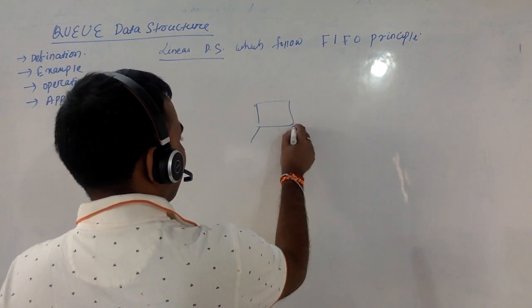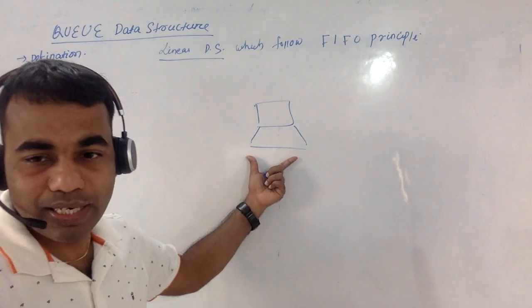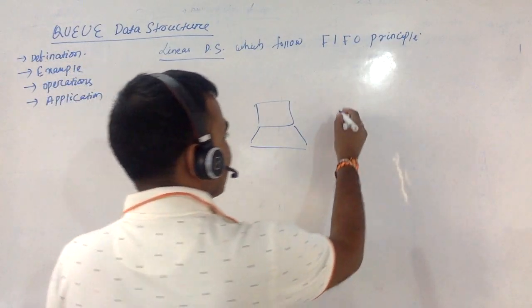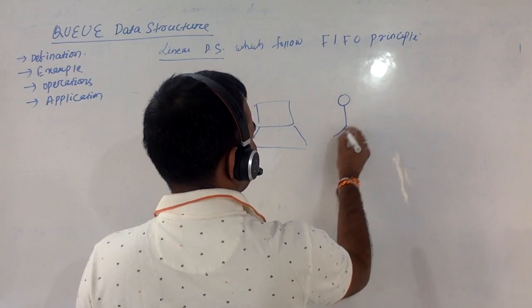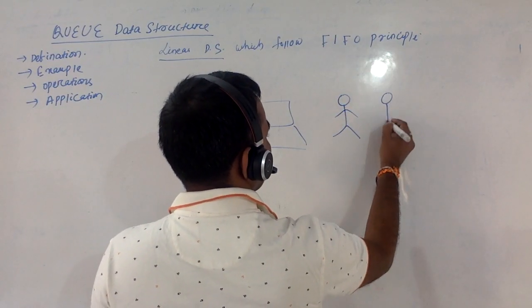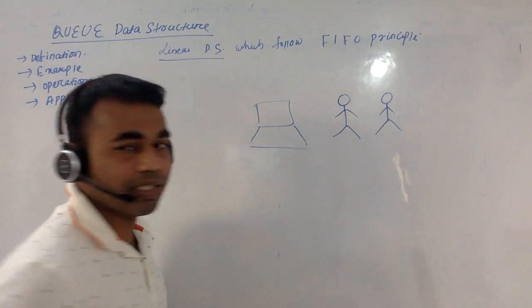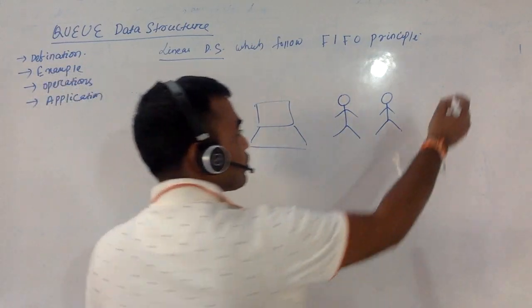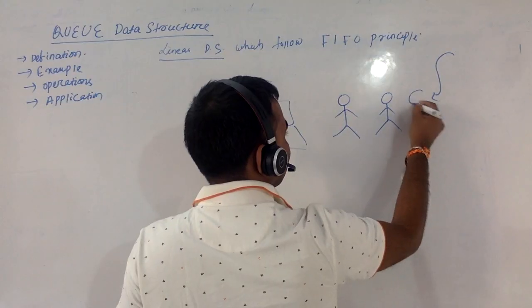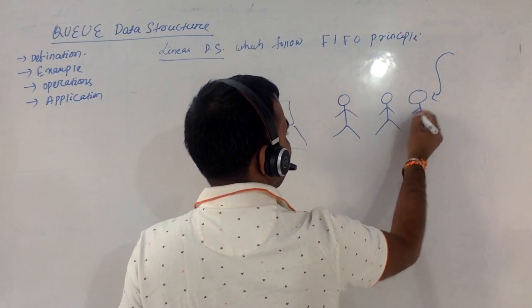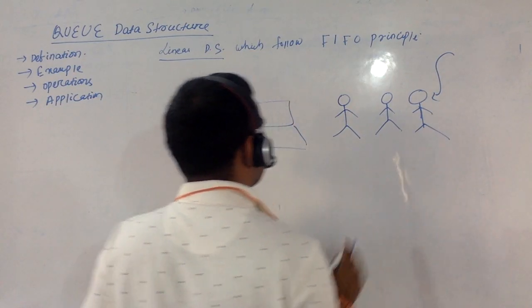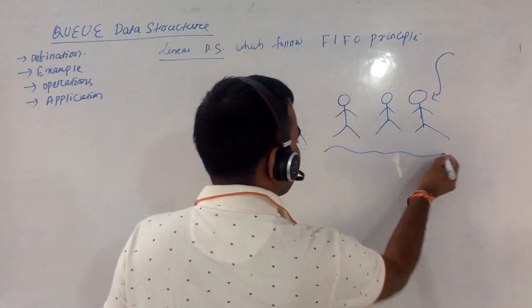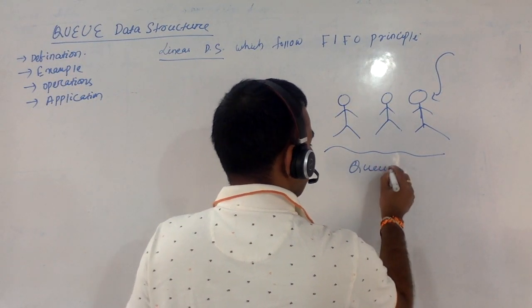Suppose this is my ticket counter. People are standing here, right? Whenever the next person comes, they are going to stand here, that means at the end of the queue, right? So that is the definition of queue. This is nothing but a queue, right?